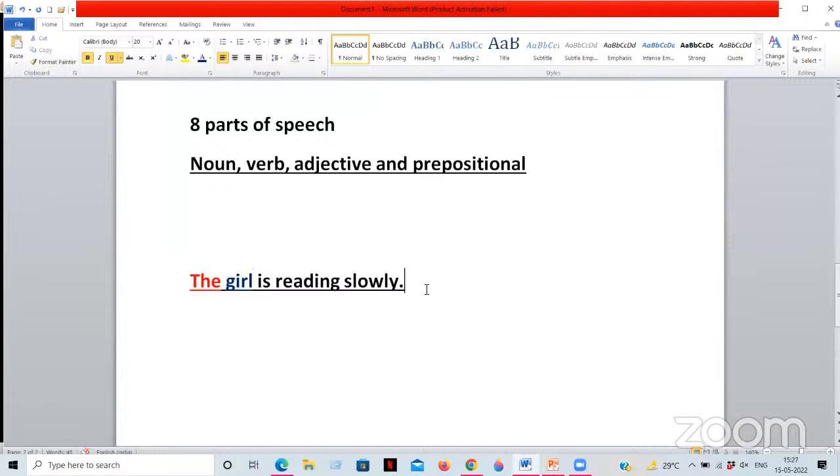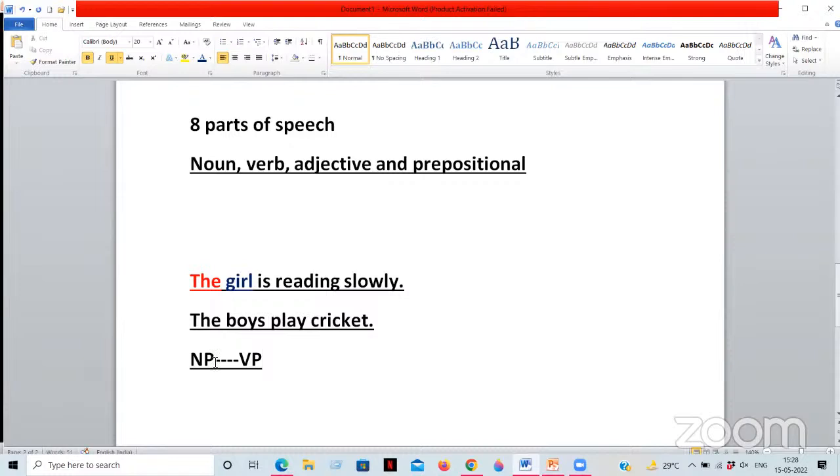Now a complete sentence. The boys play cricket. Now this is a complete sentence here. A complete sentence has two parts. One is called NP and another one is called VP. So a complete sentence is divided into two parts. One is called NP and another one is called VP. Now what is NP and VP? NP is nothing but a noun phrase.